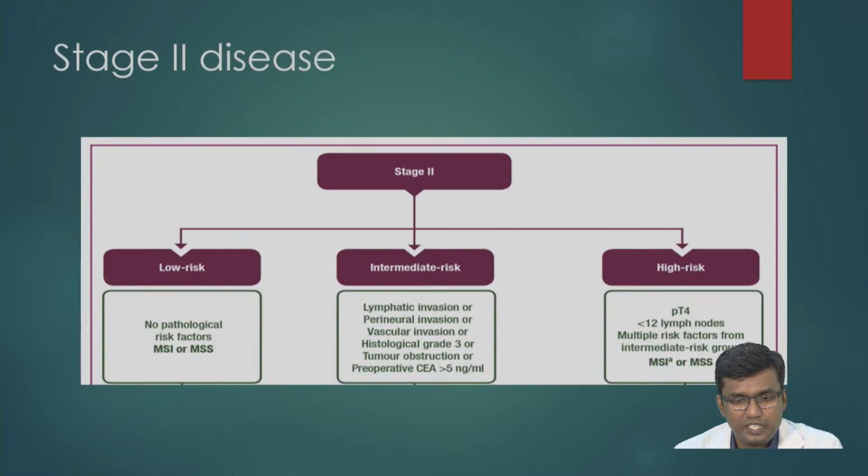So moving on to stage 2 disease. There again we know that it is a subgroup with a variable prognosis. So they are further categorized into 3 risk groups, namely the low risk, intermediate and high risk groups, depending upon the presence or absence of the major and minor risk factors. So if there is no risk factor, they come under the low risk category. If there is the presence of one minor risk factor, they come under intermediate risk. If there is the presence of a major risk factor or multiple minor risk factors, they come under the high risk group.